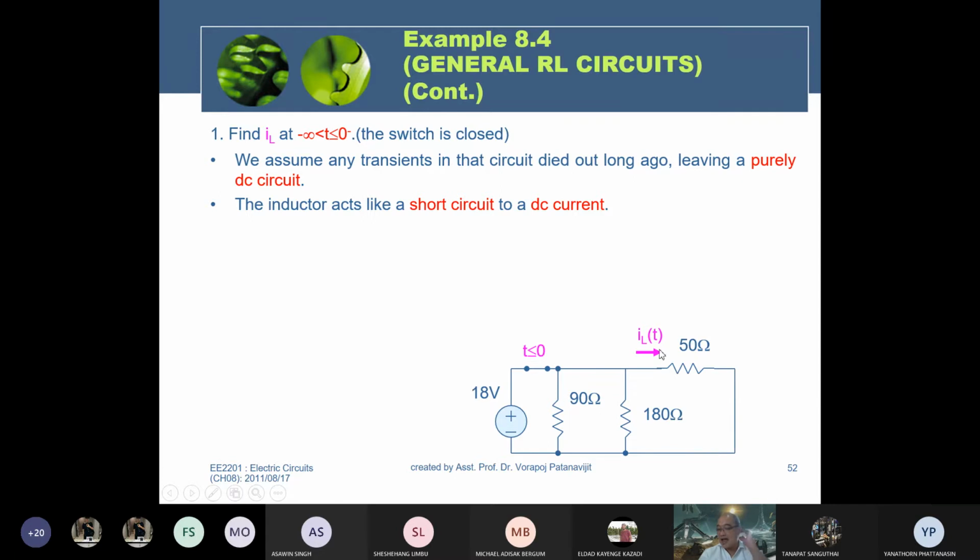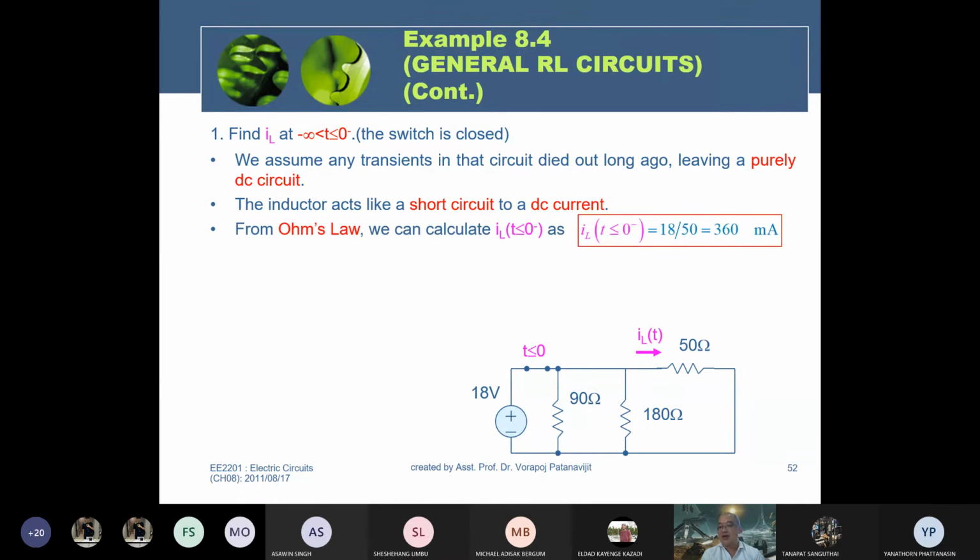The quantity of interest is IL, the current flowing in the inductor. In this case, 90, 180, and 50 are connected in parallel to this voltage source. Therefore, the voltage across this terminal equals 18 volt. From Ohm's law, IL equals 18 divided by 50. Therefore, it equals 360 milliamp.